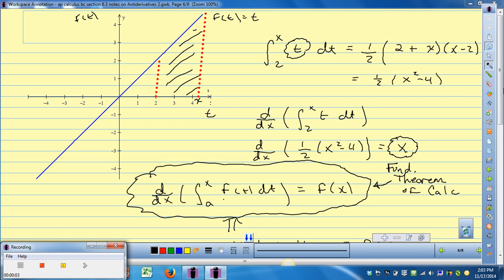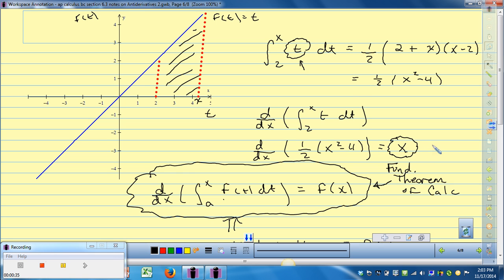So we'll pick up where we left off in class. We have done two definite integral problems, and then we've taken the derivative of the function with respect to x, and we have found out that if we take the derivative with respect to x of a definite integral from some constant to x of f of t dt, we end up getting the original function, but in terms of x.